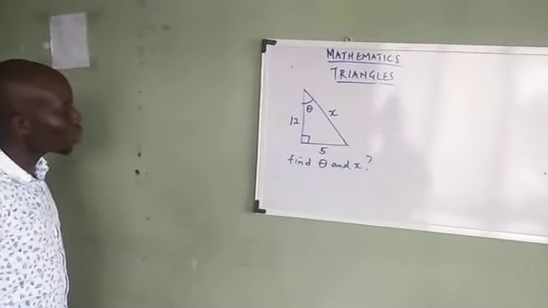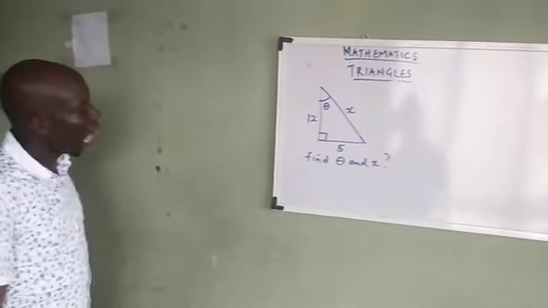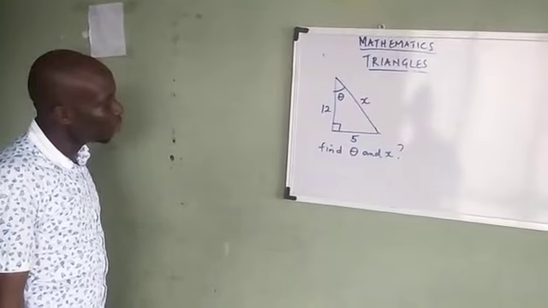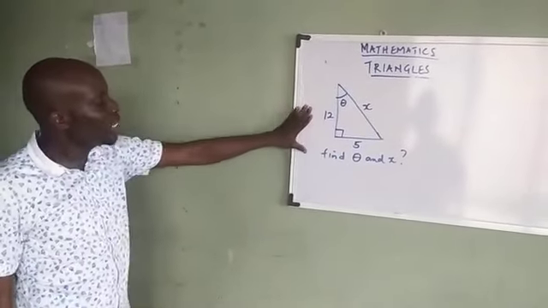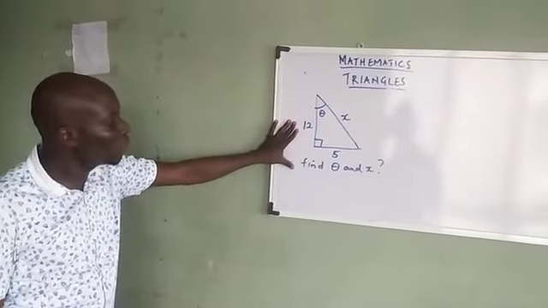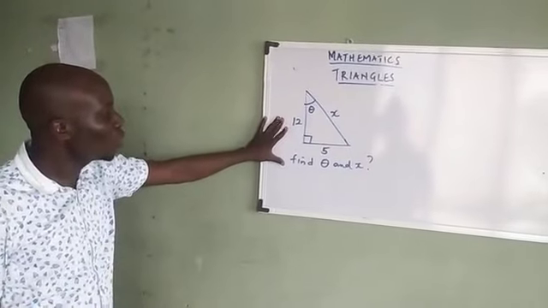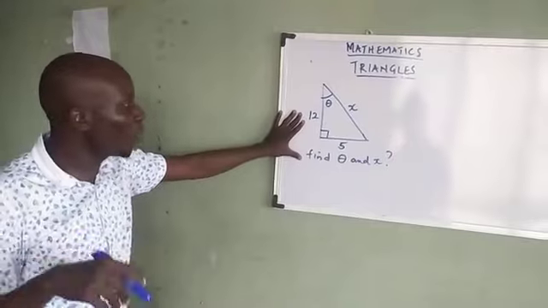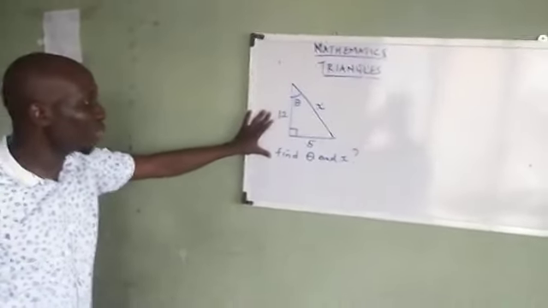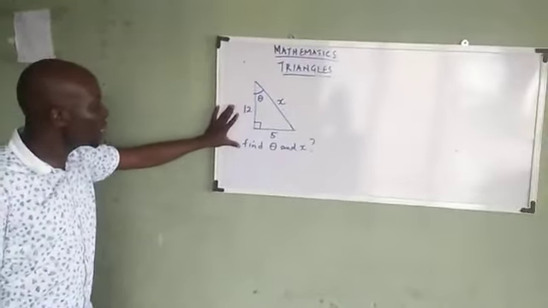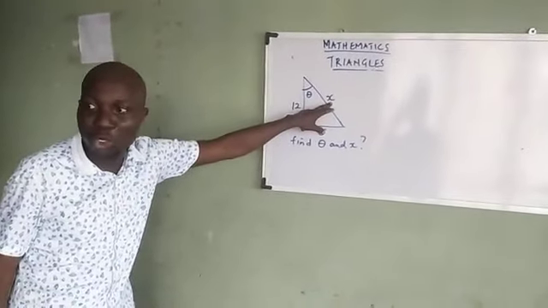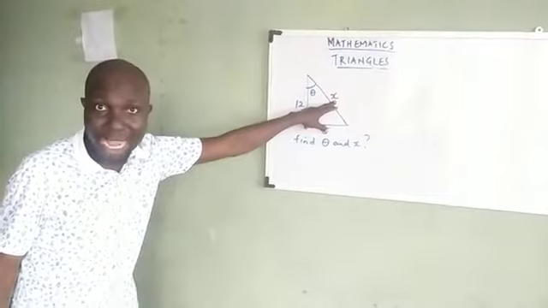The question asks us to find angle theta and x. Is that clear now? So with this type of question alone, it is going to lead us to every method we can employ when dealing with a right angle triangle. Our first business here is to find x. How do we do that? We make use of Pythagoras theorem, right?